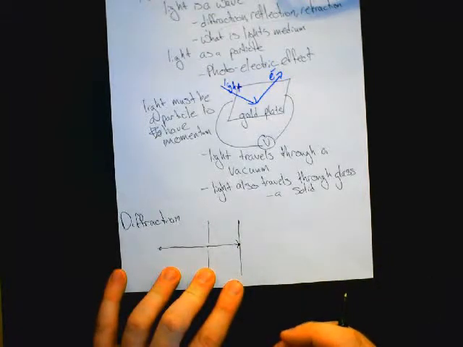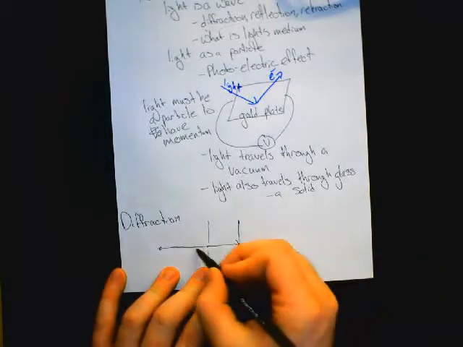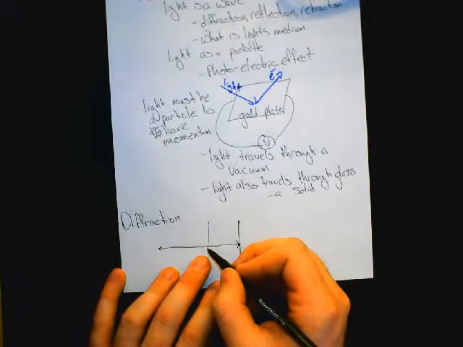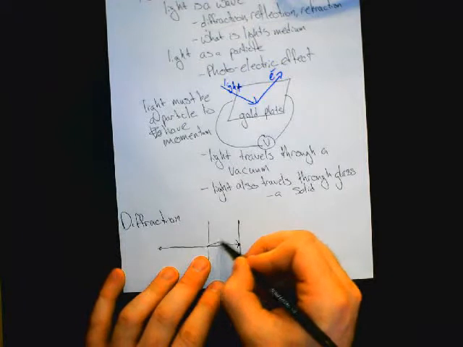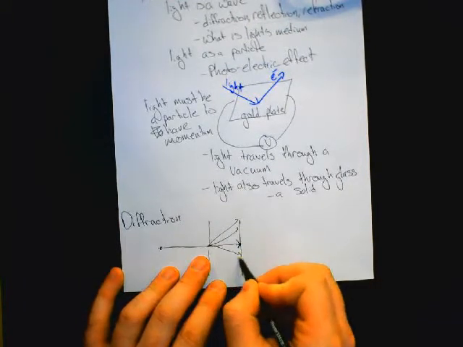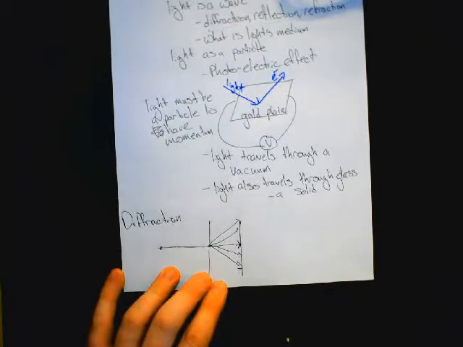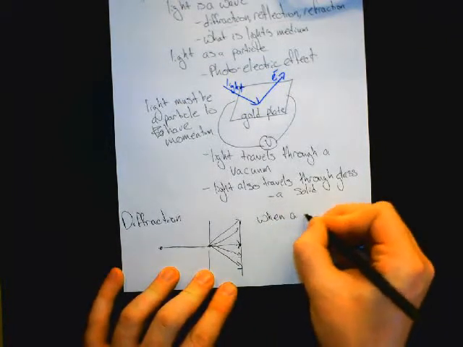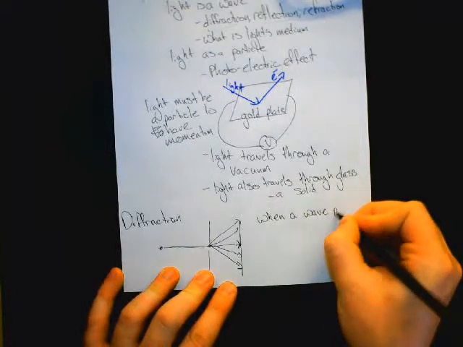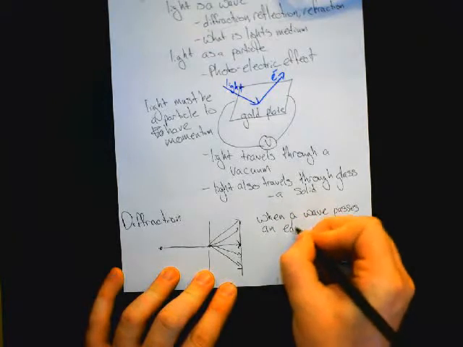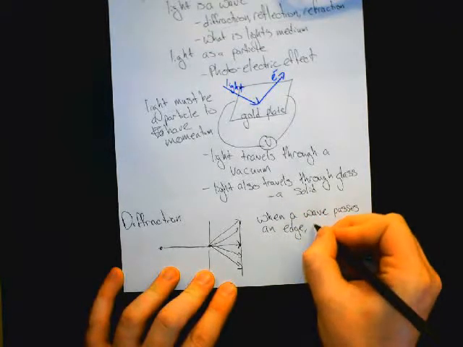However, light is evidently a wave, because when it reached this gap, it acted just like water does. It curved and made new paths as it traveled beyond the edge. So when a wave passes an edge, the wave bends.